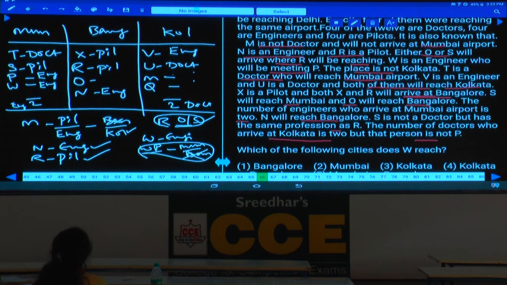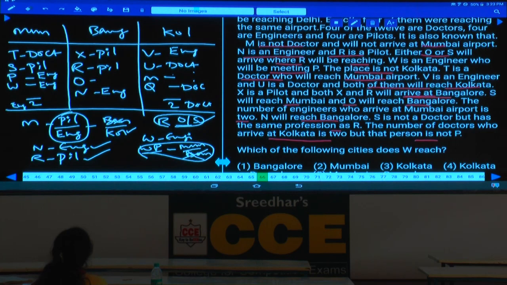Whatever this M is, pilot or engineer, hence M cannot be doctor. As M cannot be doctor, Q is a doctor. And M is not an engineer, pilot or an engineer. Then how do we know whether M is a pilot or an engineer? Any information regarding this? Now earlier we have one piece of information. What is that information here? We should have 4 doctors, 4 engineers and 4 pilots.